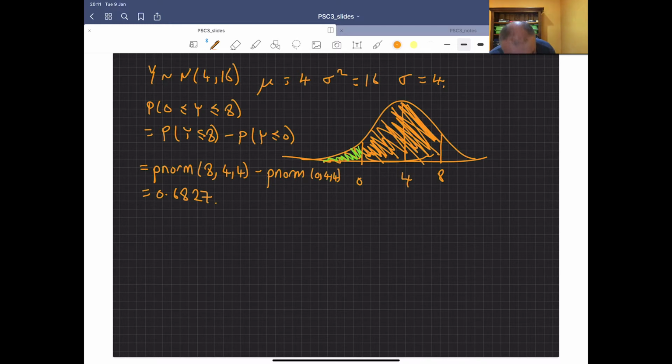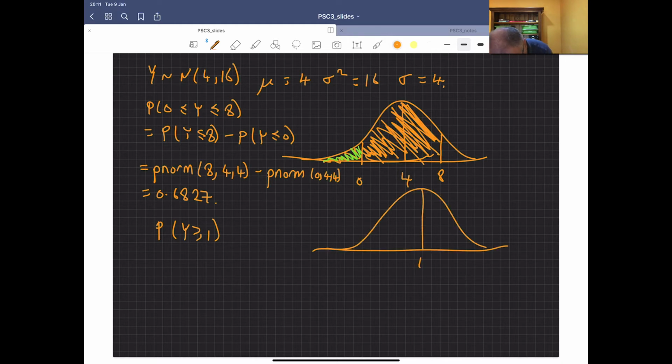What's the next one we want? We want the probability that y is greater than or equal to 1. So here's our 4, here's our 1. We want this area. We know the total area is 1. So if we just take off this area, we'll get what we want.